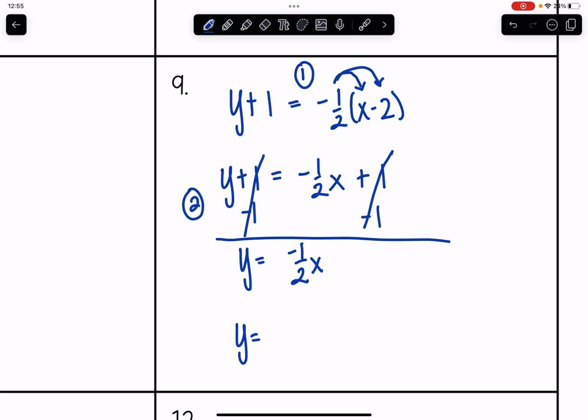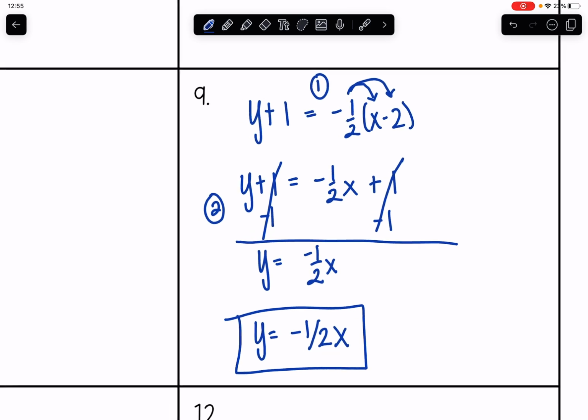So you would type it in like this: y equals negative 1 slash bar 2 x. That's what you would type in. So I don't even have a y-intercept, and that's fine. You can have 0 there.